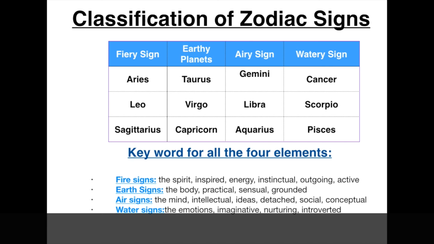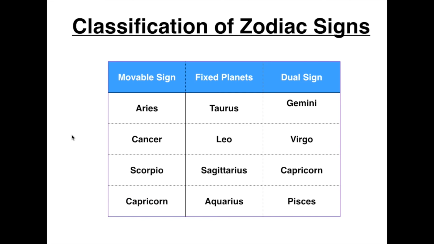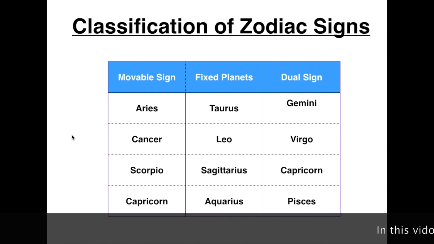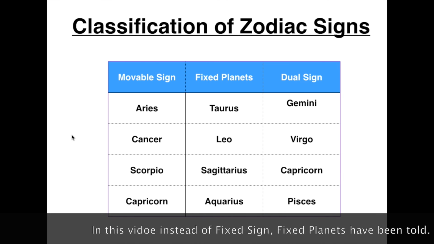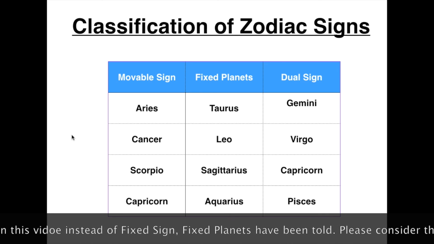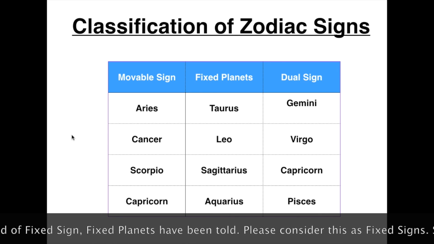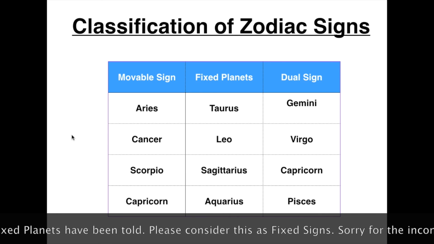how we have classified. Another classification of zodiac signs is in 3 parts: movable sign, fixed sign, and dual sign. This internally is also based on the guna. Also somebody divides further, which I am not going to discuss, like sattvic guna, tamasic guna, and rajasic guna.